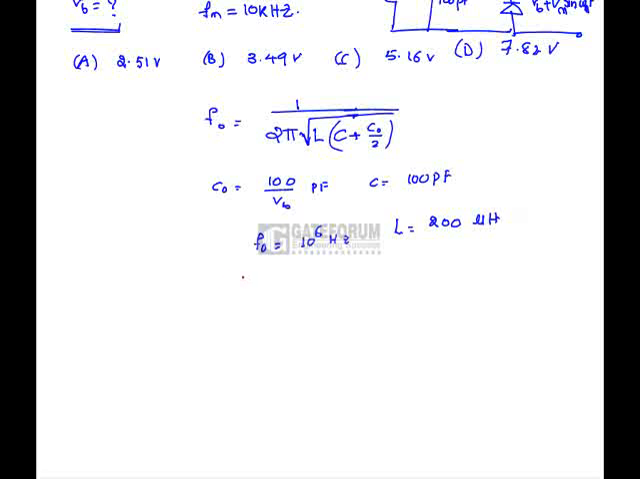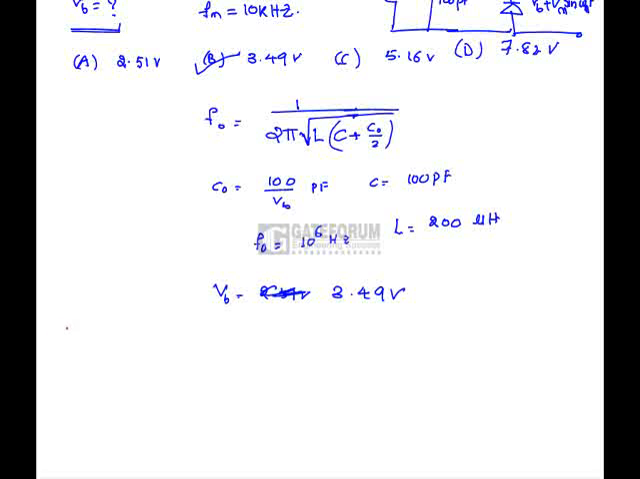If we substitute all these values, we will get VB as 2.51, we will get this as 3.49 volts, which is option B is correct.